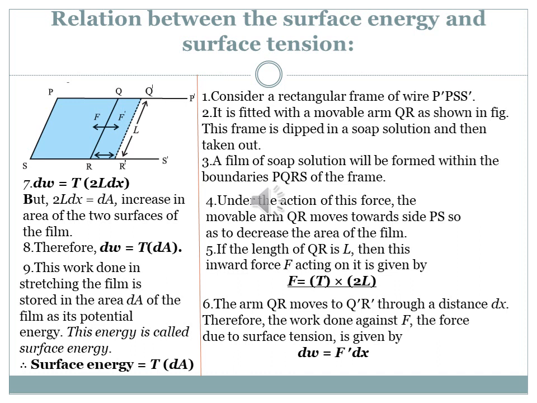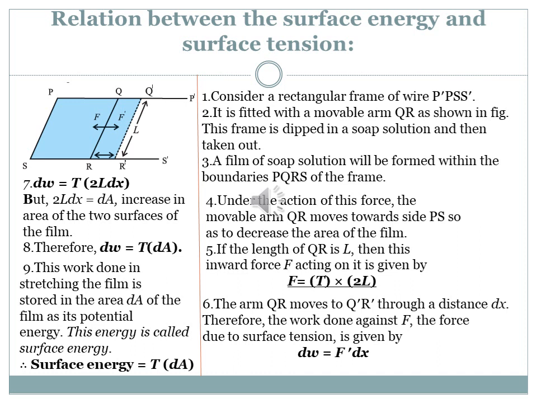In short, I'm going to tell you again. We are going to consider a rectangular frame P Q S S dash. It is having a movable arm QR. If the force is acting on QR, when you dip the rectangular frame in soap solution, a film will be created within the loop.